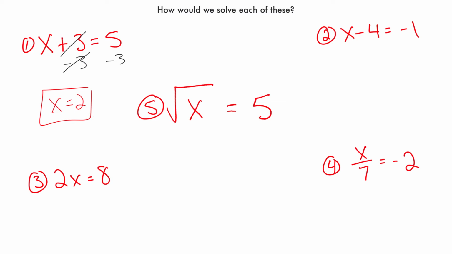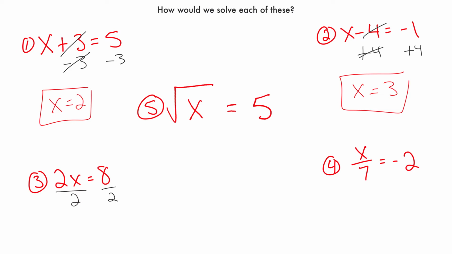Number 2, I have the subtraction of 4. If I want to undo that, I've got to add 4, because subtracting 4 and adding 4 are inverse operations, and inverse operations undo one another. And I would get x equals 3. For number 3, I have 2 times x is equal to 8. If I want to get the x by itself, I got to get rid of the 2 by dividing. The reason I divide by 2 is because multiplication and division are inverses. They undo each other. And you get x is equal to 4.